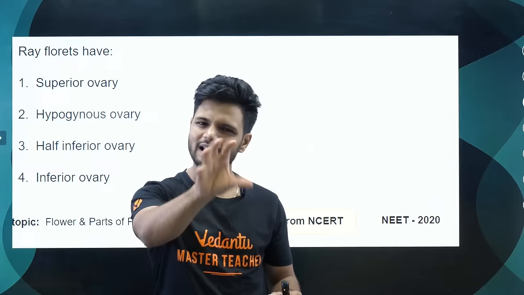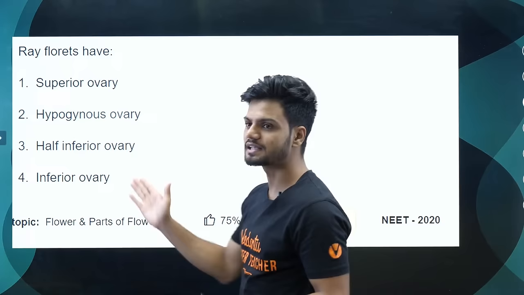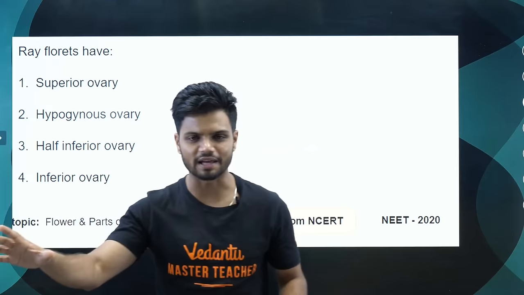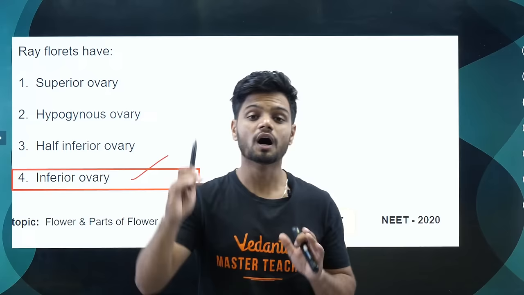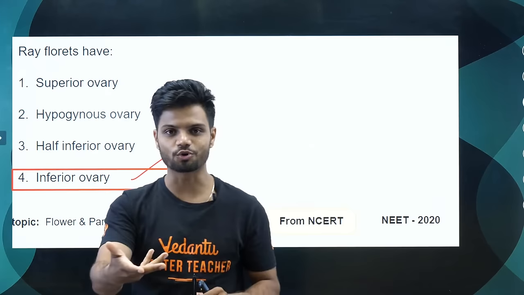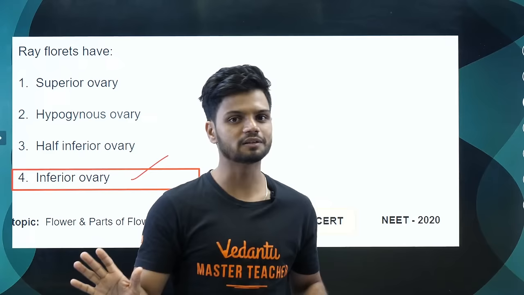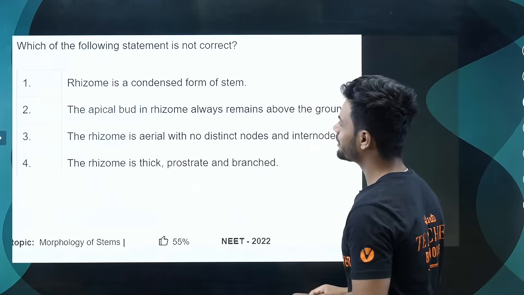Ray florets, we just learned, I told you, no? Cucumber juice, I don't like. Guava juice, I don't like. Why? Because it is inferior. Inferior ovary, done. What is for your hypogynous? Brinjals. For your perigynous, it's going to be roses. Done. Easy questions, easy answers.